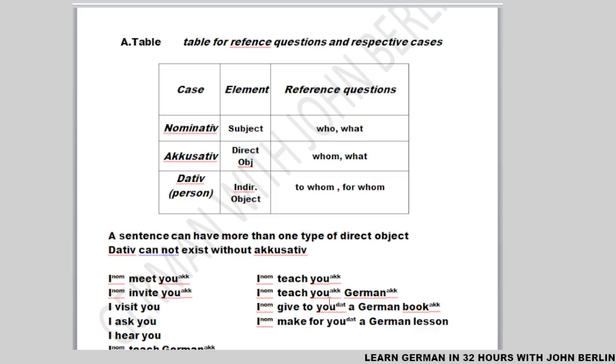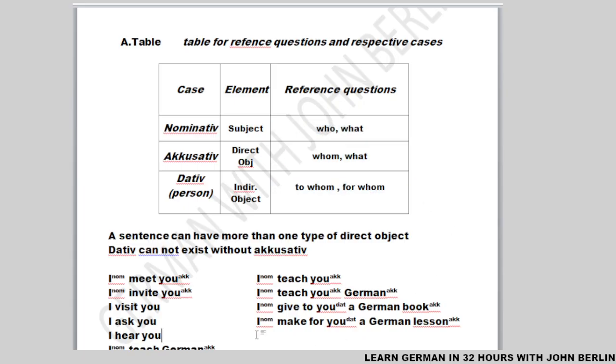And we had learned whenever you have something dative, you need to have something accusative, because if you don't, the sentence would look funny. I make for you. You need to ask what. Yes. So a German lesson. So a German lesson, like what do I make for you? And it becomes accusative. Perfect. So that's how you could find out what is a subject and what are the objects in a sentence by simply asking yourselves these questions.